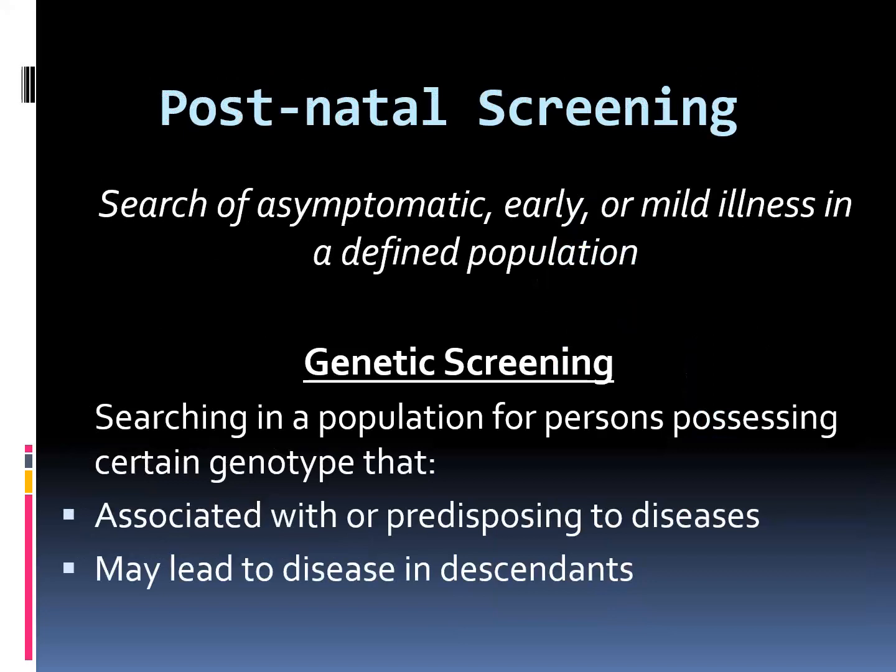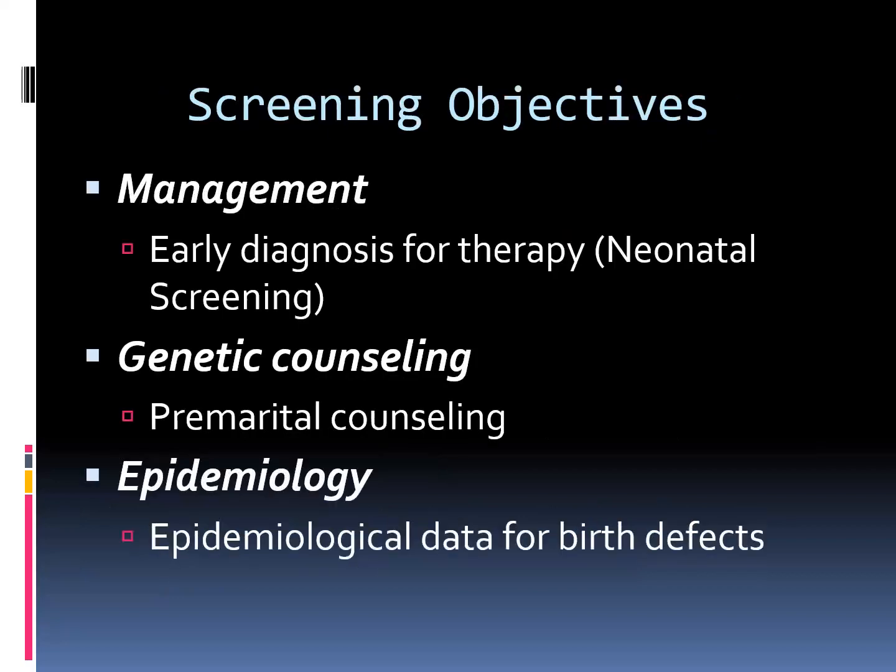Postnatal screening, again a very important part, especially with the new postnatal screening program in Egypt, where we search for asymptomatic, early, or mild illness in a defined population. So we search in a population for a certain genotype associated with predisposition to the disease that may lead to specific disease in their offspring. First, it's important, because if we manage early, it will make a difference. So neonatal screening is very important. Then it's good for genetic counseling, and again for epidemiological studies.